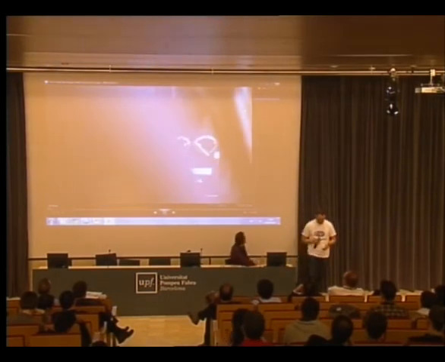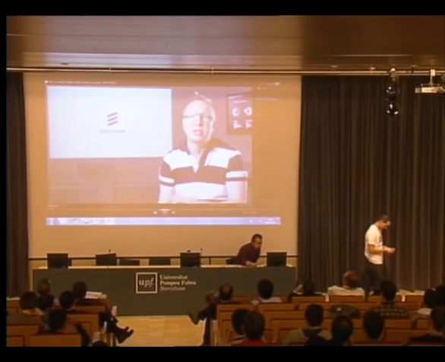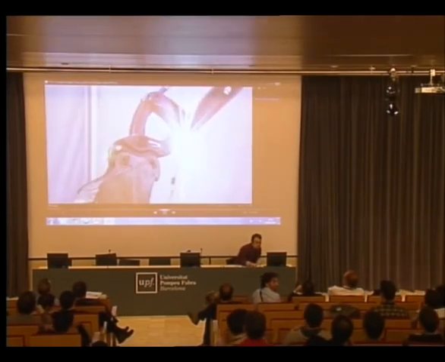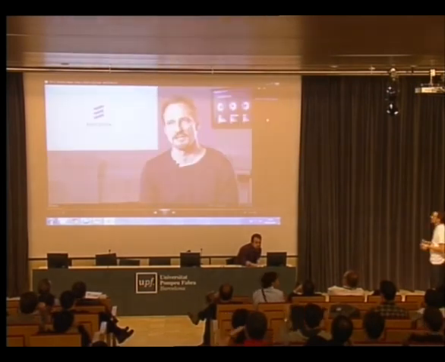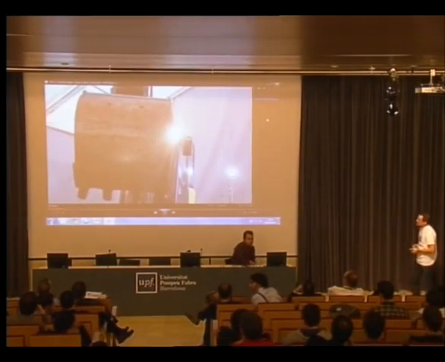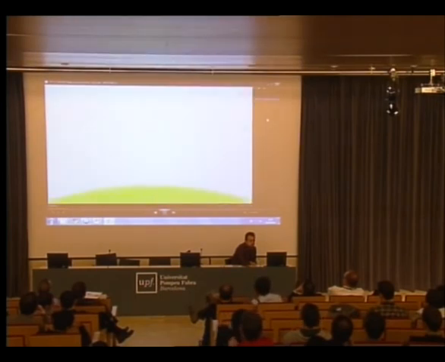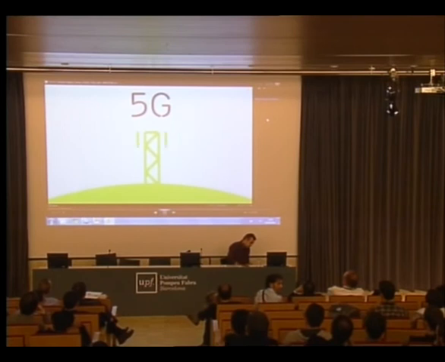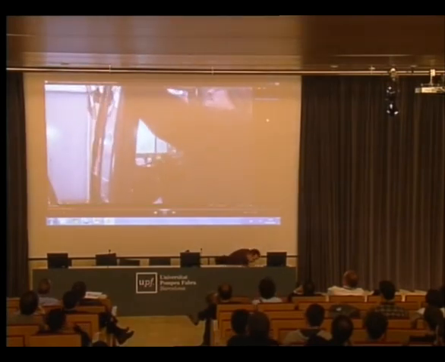Seems to work. We would teleport ourselves to another location. It's only the speed of light that really limits what we can do in this area. 4G is now fully operational. At Ericsson, we're working on the next step. So what possibilities will future networks bring?